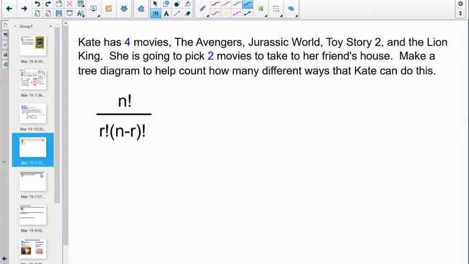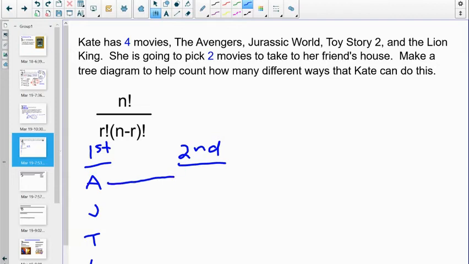So Kate has 4 movies: The Avengers, Jurassic World, Toy Story 2, and The Lion King, and she's going to pick 2 movies to take with her to her friend's house. So we're going to make a tree diagram to help. So let's just say we have the first pick and then second pick. So we could either pick Avengers, Jurassic World, Toy Story, or Lion King. So I picked Avengers first.